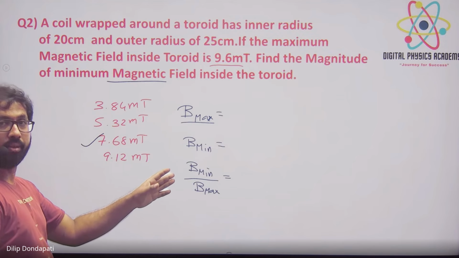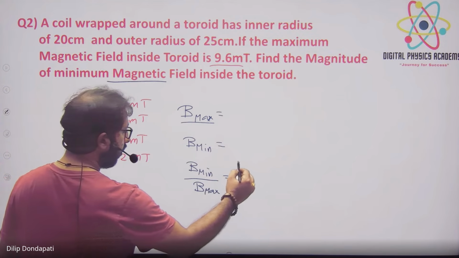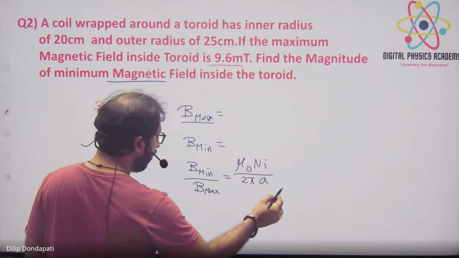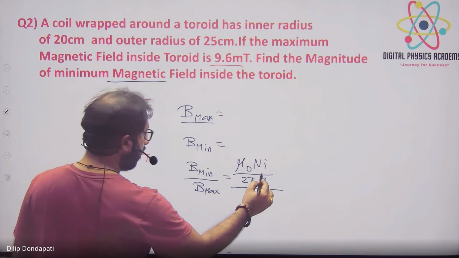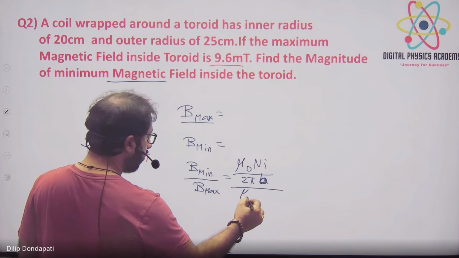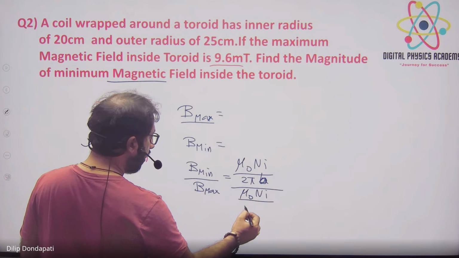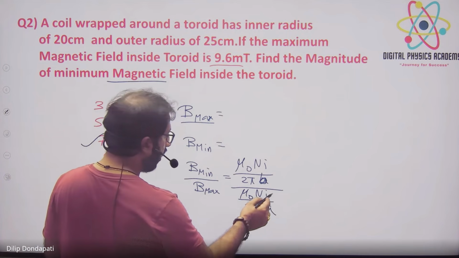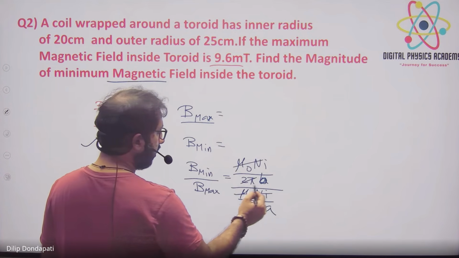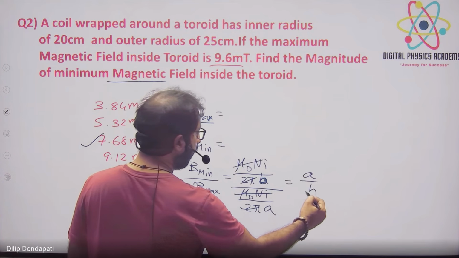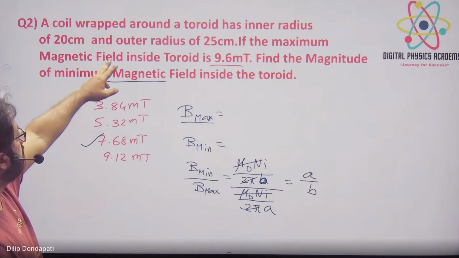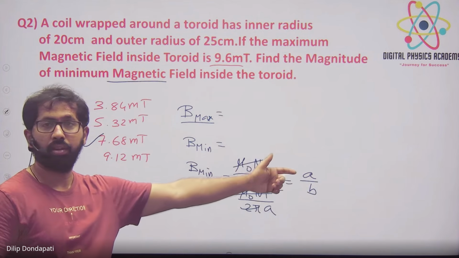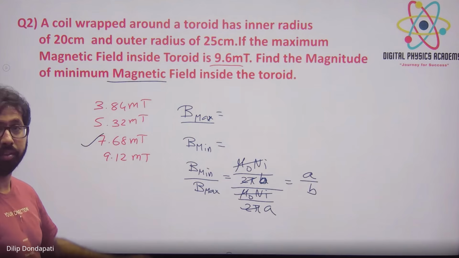Do you remember the maximum formula? Sriram, tell me. mu naught N i by 2 pi A. Maximum means mu naught N i by 2 pi A, and minimum is mu naught N i by 2 pi B. So mu naught N i cancels, 2 pi cancels, nothing but A by B. Now A is given, that is inner radius, outer radius is given, and B max is also given. Just multiply. We'll get the answer as 7.68 millitesla.